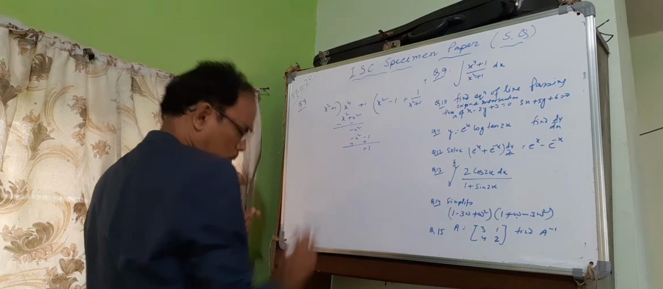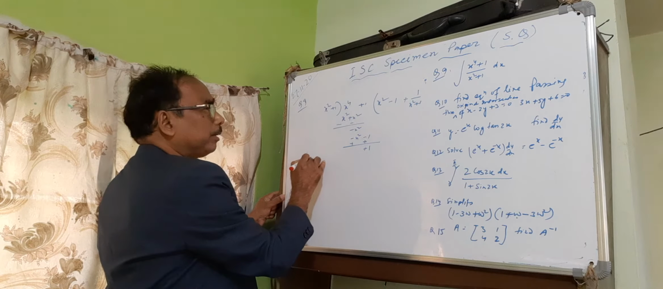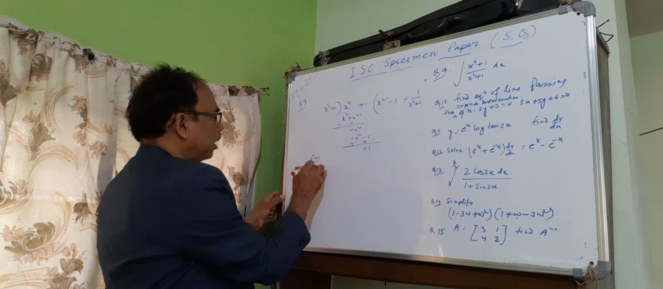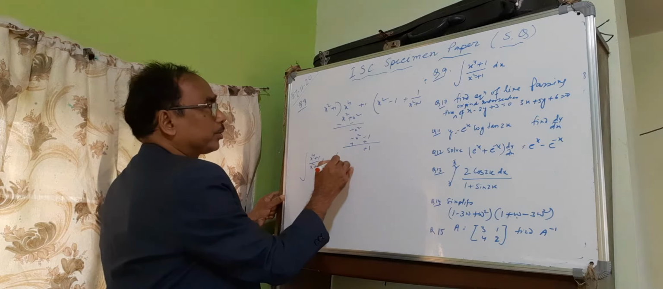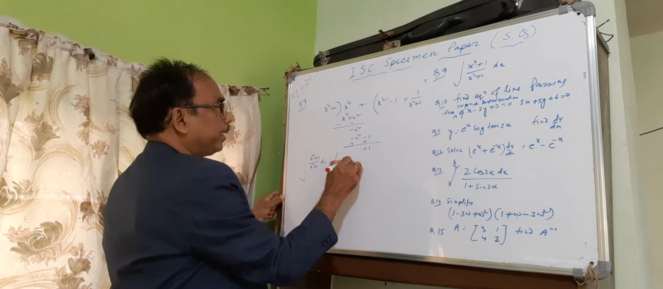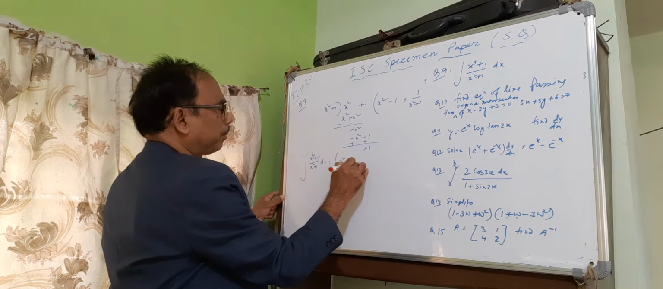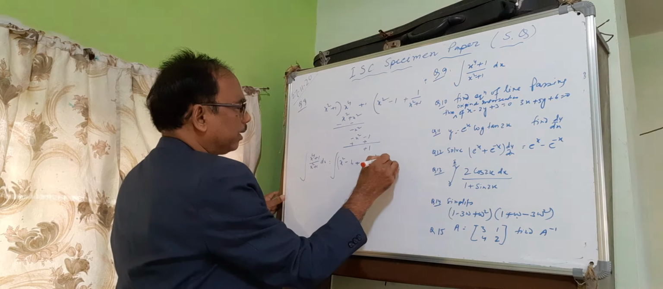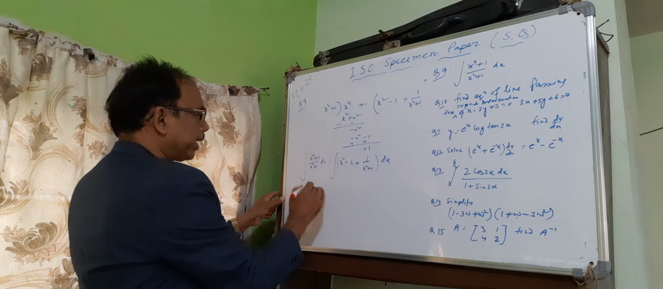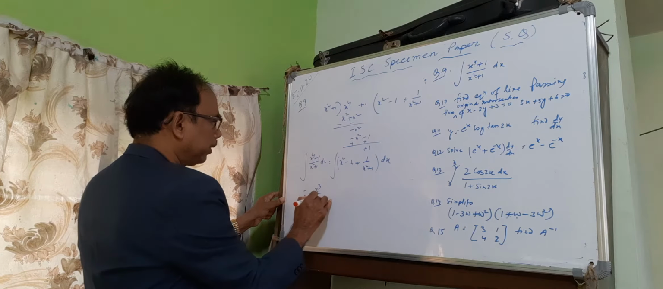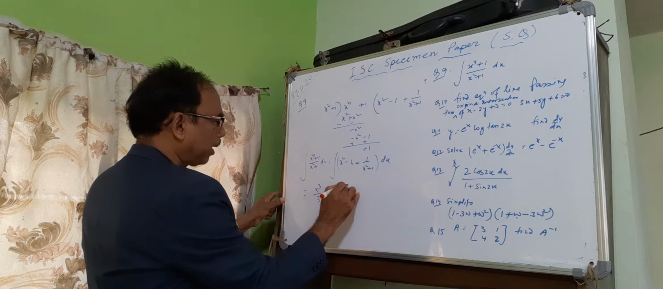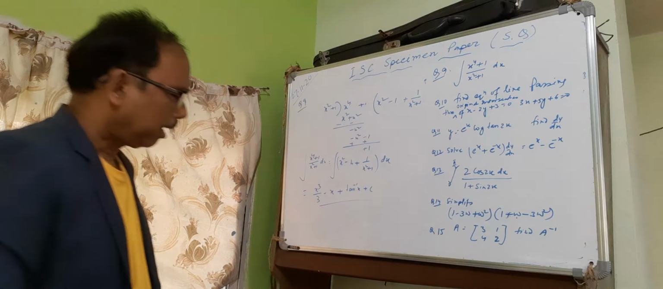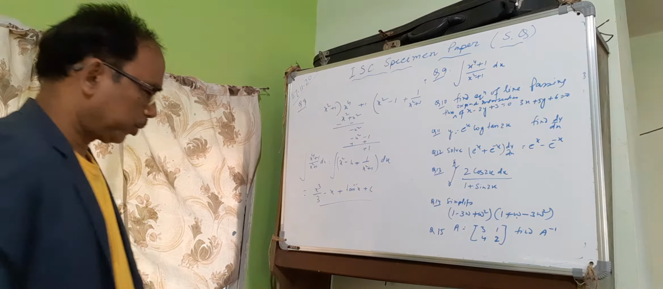Now we can write integration of x to the power 4 plus 1 by x square plus 1 dx equals integration of x square minus 1 plus 1 by x square plus 1, all over dx. Now integrating this, x square integration is x cube by 3 minus x plus tan inverse x plus c. That is the answer of the given question.